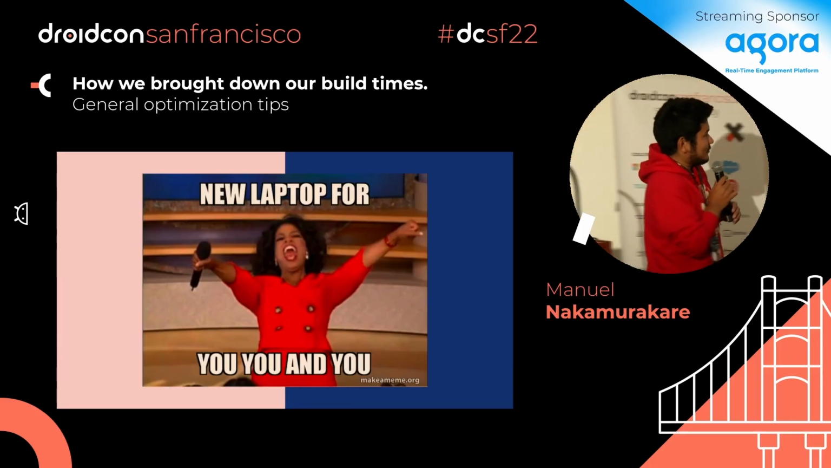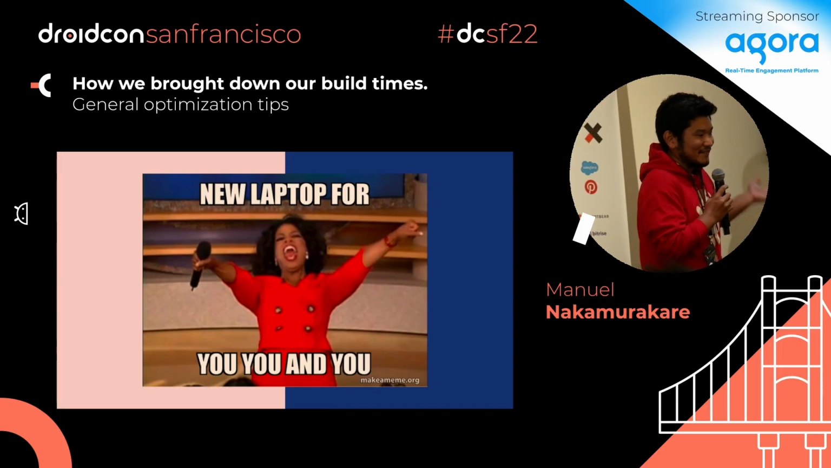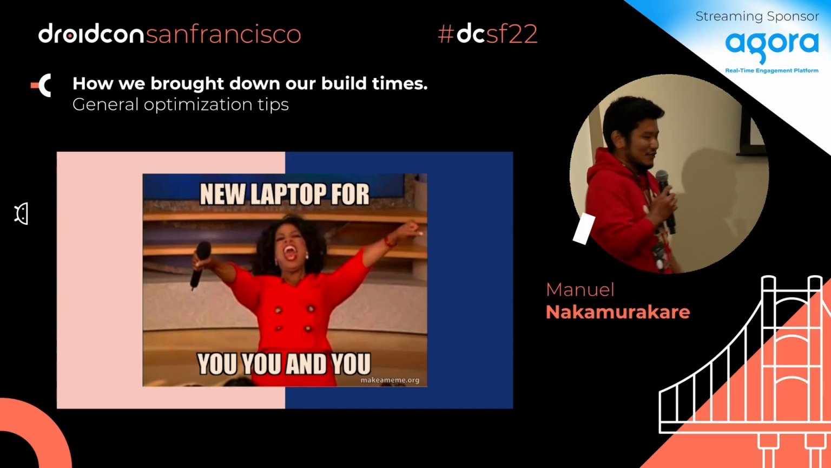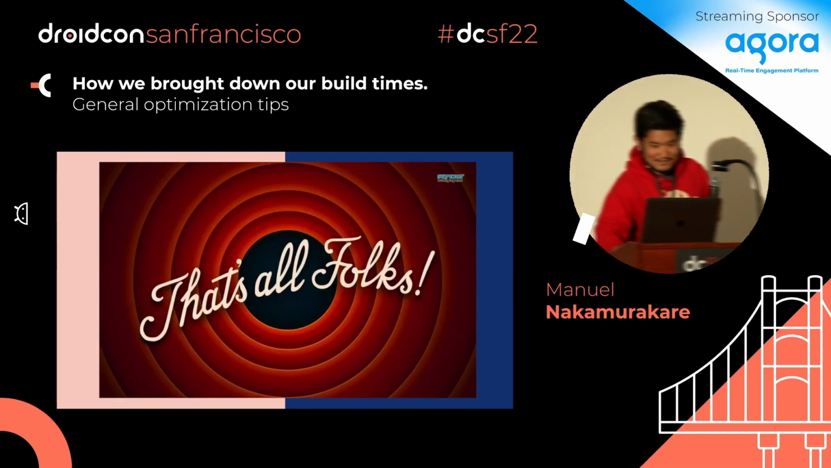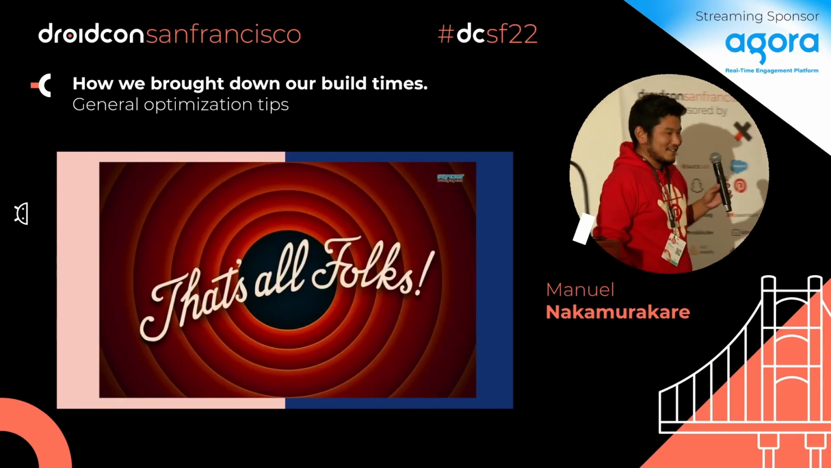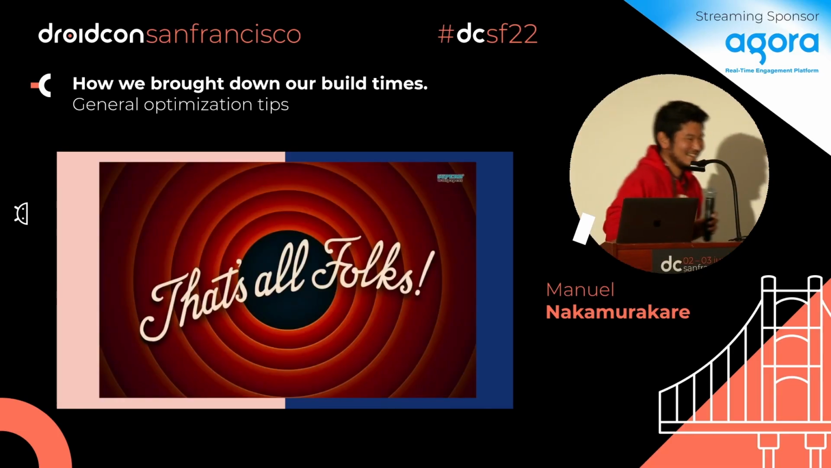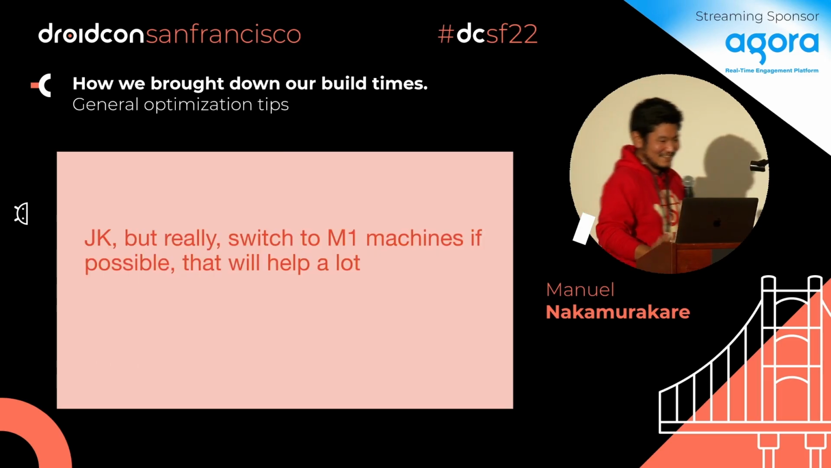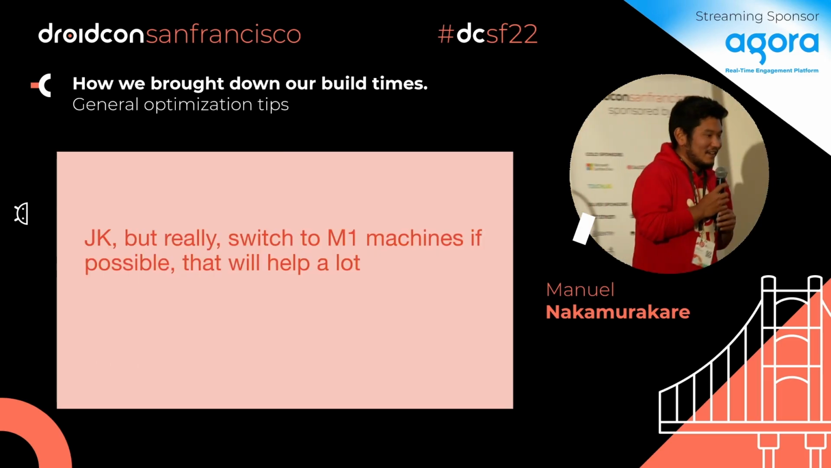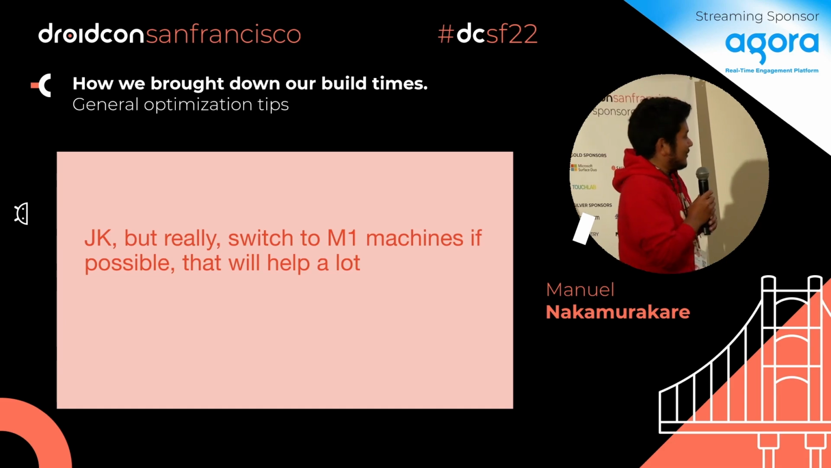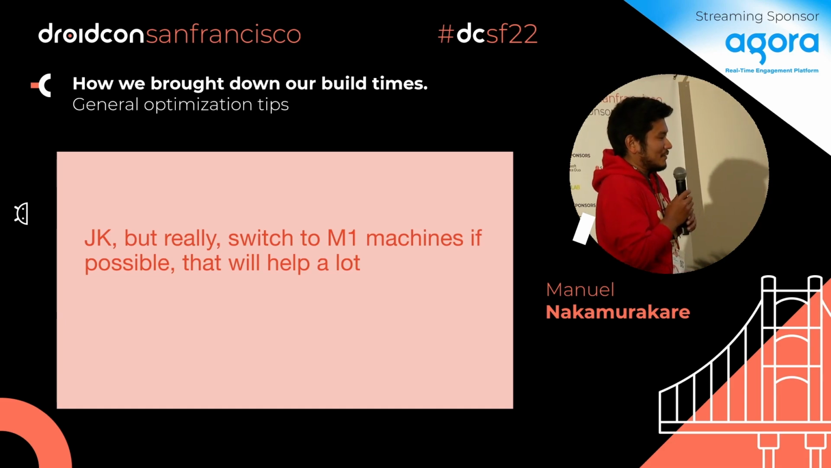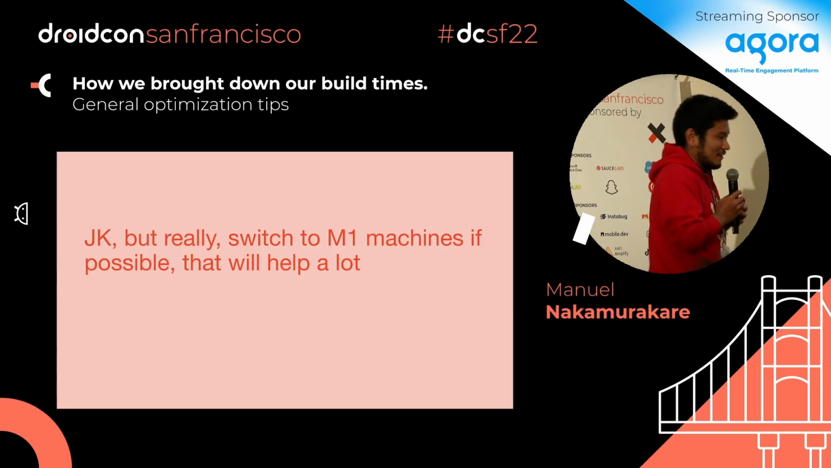Well, we basically gave laptops to everybody, right? That's the solution. Just buy better laptops, and people will be happy. And that's all. That's the end of the talk. No, I'm just kidding, but really, if that's an option, try to get M1 laptops. That will help a lot. I know that sometimes it's hard to convince upper management about that, but if you are able to build a case, you can get that.